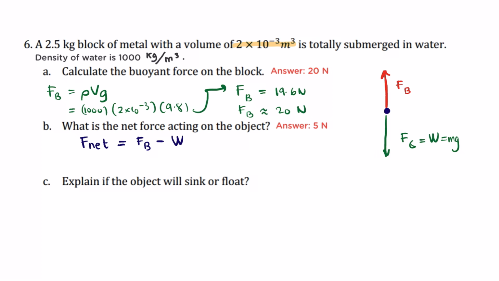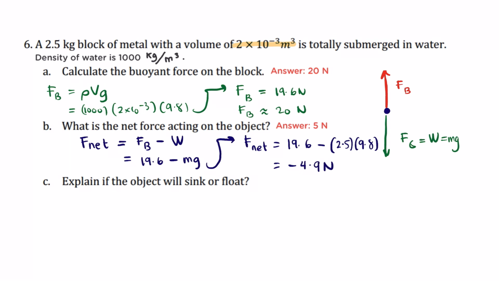Now we substitute the values. So we have the buoyant force, which is 19.6 newtons, minus the weight of the object, which is equal to mg. So then we will have our F net would be equal to 19.6 minus the mass of the object, which is 2.5, times 9.8. Therefore, our net force is equal to negative 4.9 newtons.